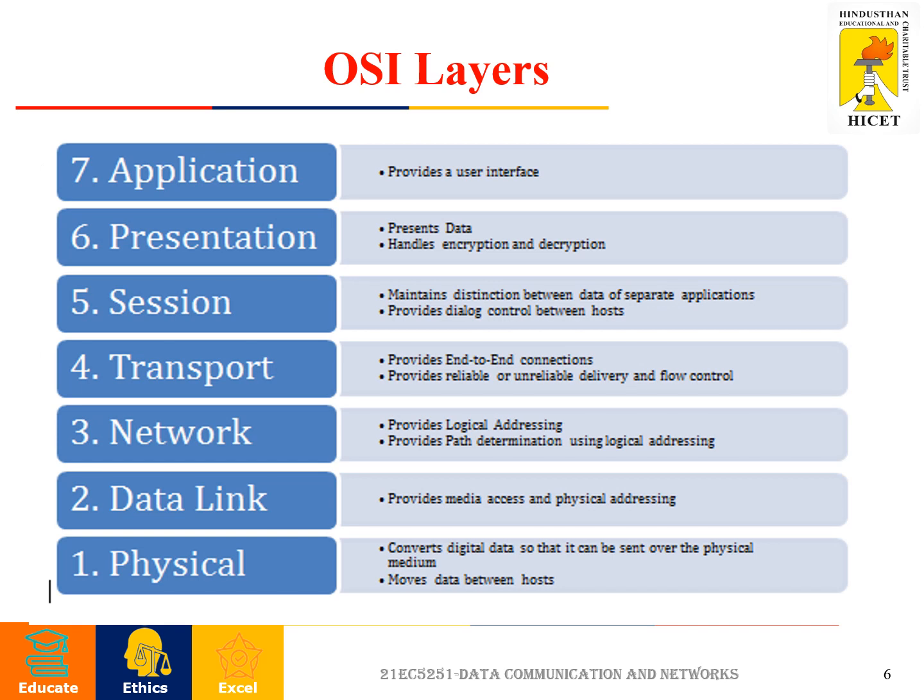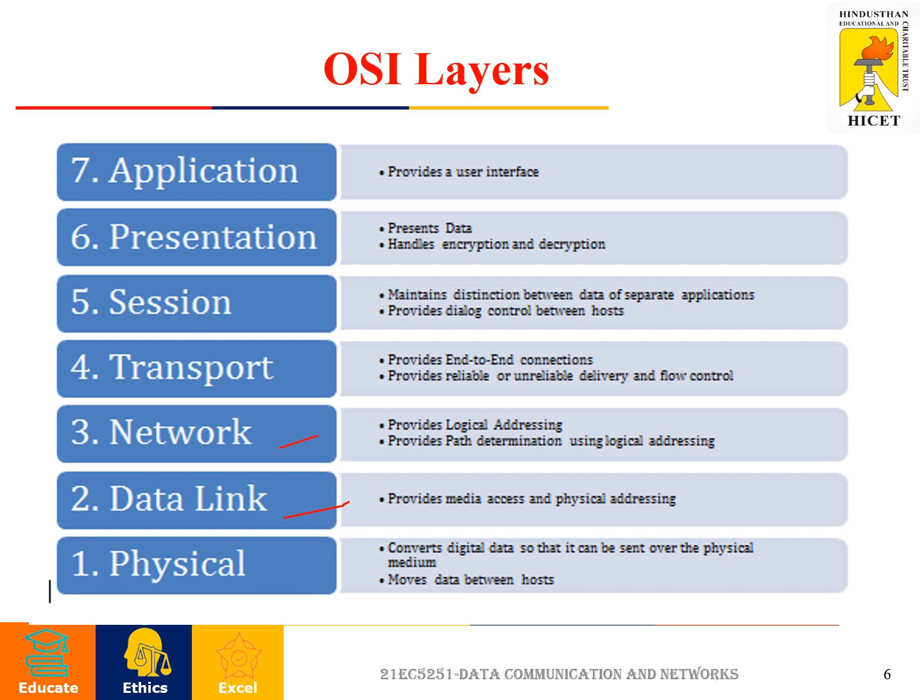And this is the OSI layer architecture. From bottom to top, there are 7 layers: physical layer, data link layer, network layer, transport layer, session layer, presentation layer, and application layer. The first one is the physical layer. The physical layer is responsible for converting digital data so that it can be sent over the physical medium and moves the data between the hosts. The second layer is responsible for providing media access and physical addressing.